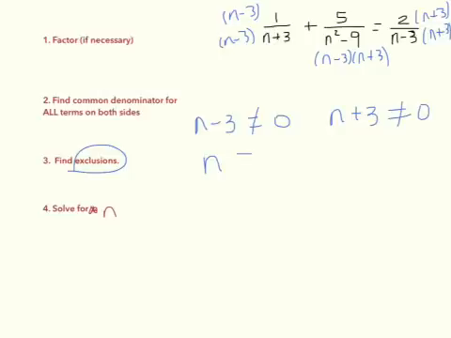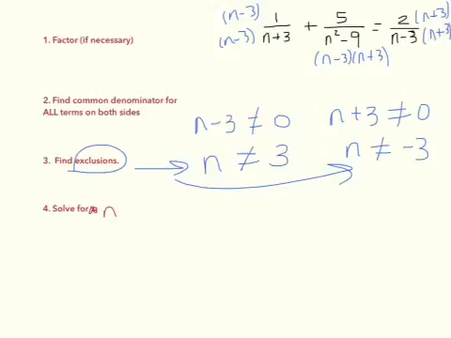So in this case, n cannot be 3, and n cannot be negative 3. So those are exclusions. So no matter what I get when I solve this, if for some reason I end up with n equals 3, I will have no solution because they can't be 3 and they can't be negative 3. Alright, so now let's go ahead and solve. So we factored, find the common denominator, then we find exclusions, set those aside, and now we solve.